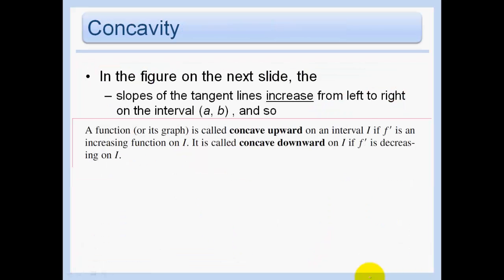Concavity, and we'll see a picture on the next slide. We know that it's concave upward if the rate of change is positive. In other words, if f double prime is positive. Remember, f double prime positive means what? It means that the derivative is increasing. Remember, whenever you have a function increasing, it means that its derivative is positive.